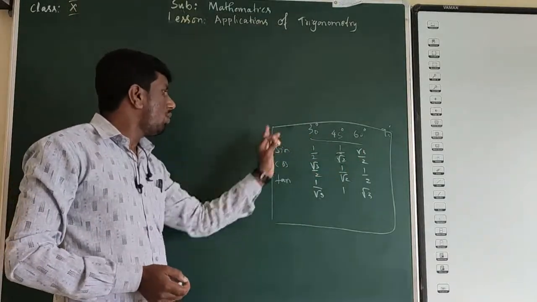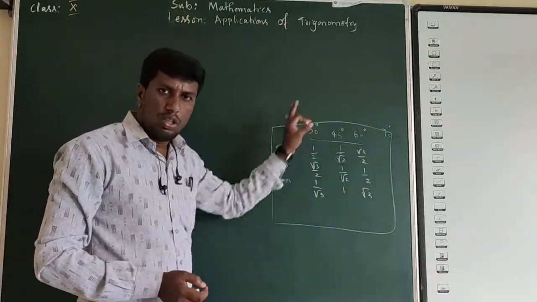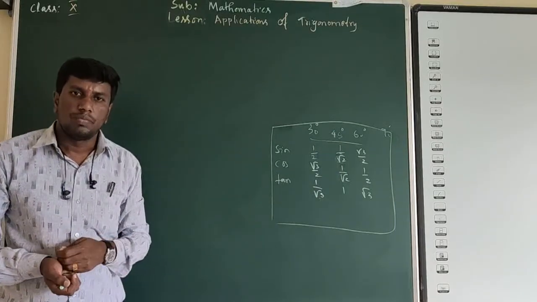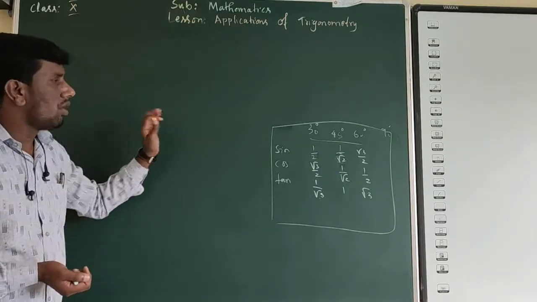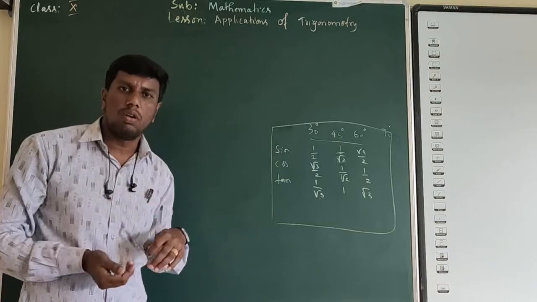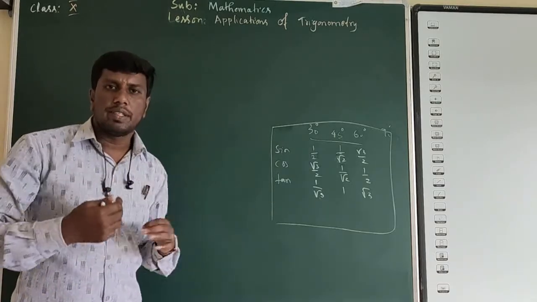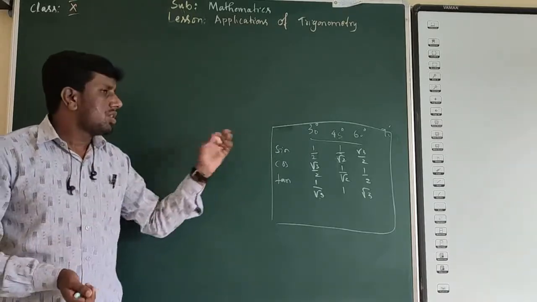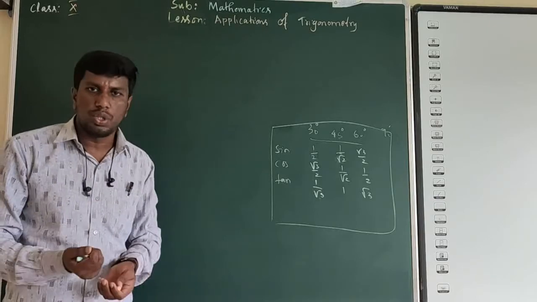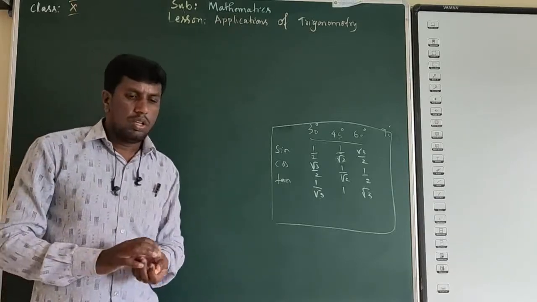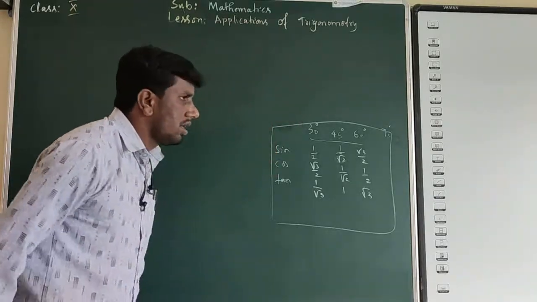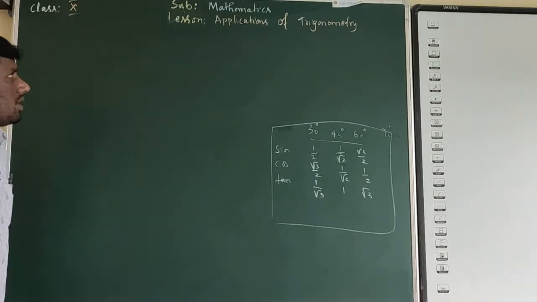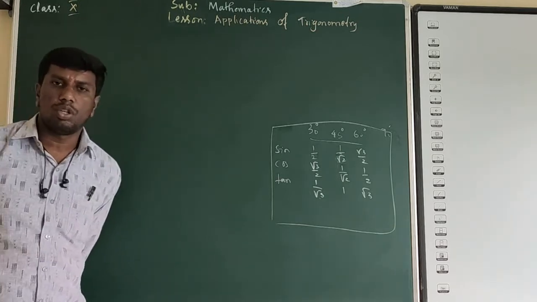If you know this table, you can easily do the applications of trigonometry. Alright? So we'll go to the lesson and solve some examples, how to write the examples in terms of a diagram, then how to solve them using these trigonometric ratios, right? This is what we learned in our previous lesson. Here the new lesson is application of trigonometry.